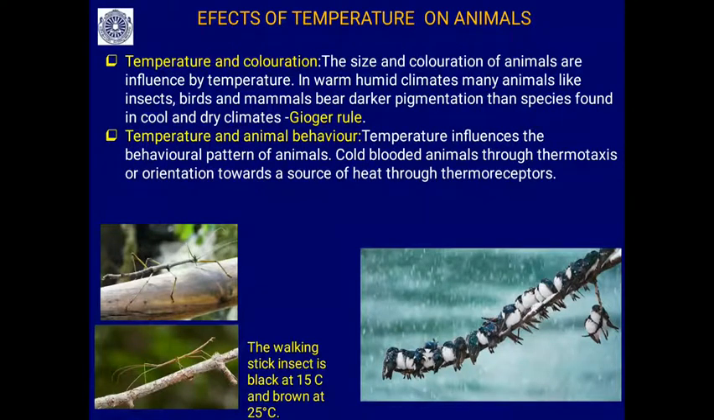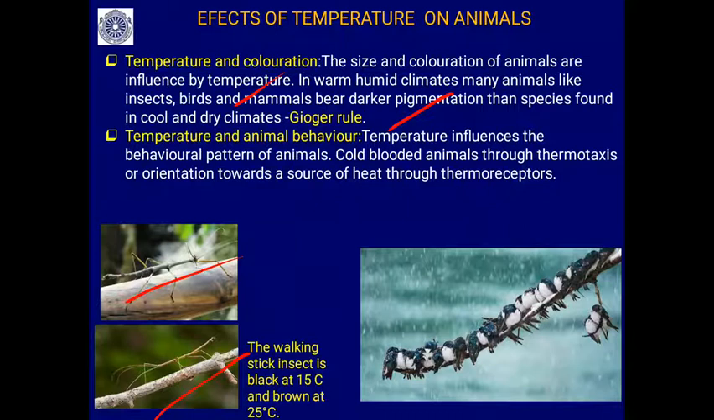Temperature affects coloration. The size and coloration of animals are influenced by temperature. In warmer, humid climates, many animals, insects, birds and mammals have darker pigmentation than species found in cool and dry climates. This is called Gloger's rule. Here you will find the walking stick insect. You have studied stick insects. At 15 degrees centigrade they are black in color, and at 25 degrees they will be brown in color.